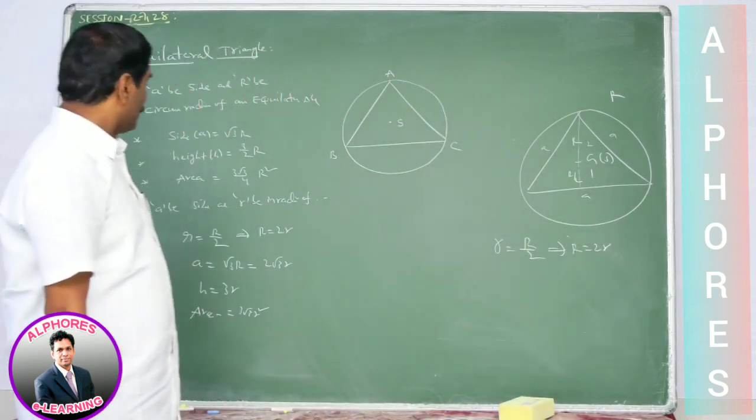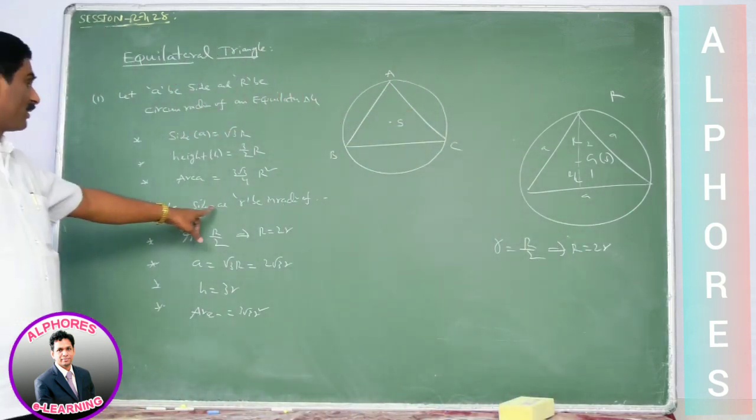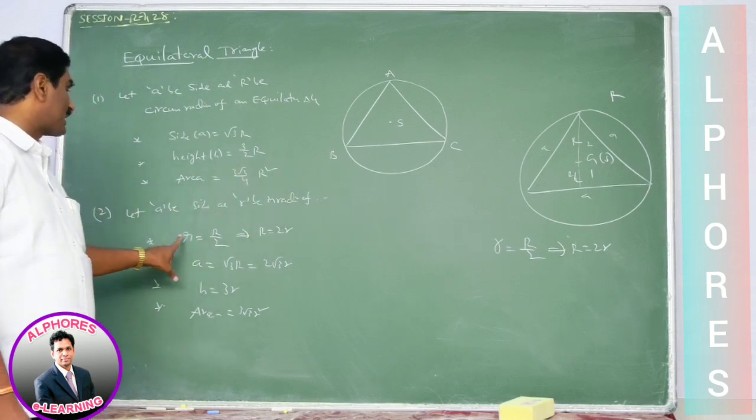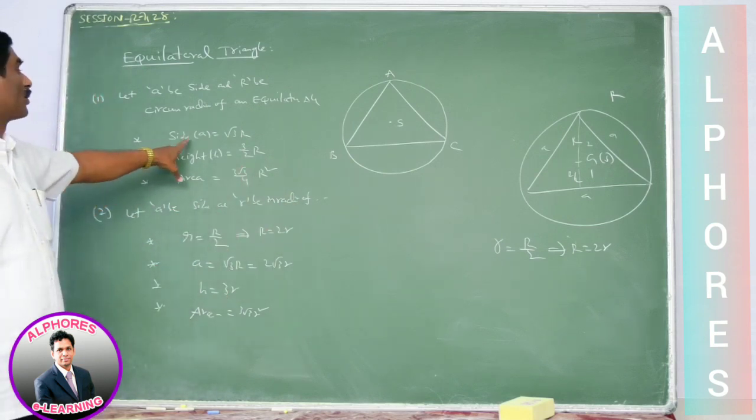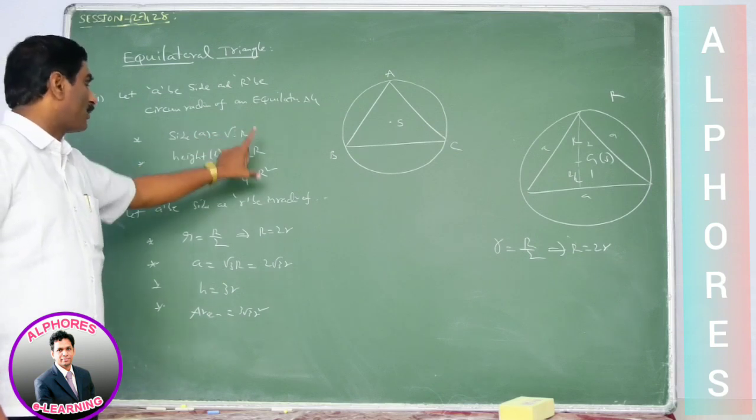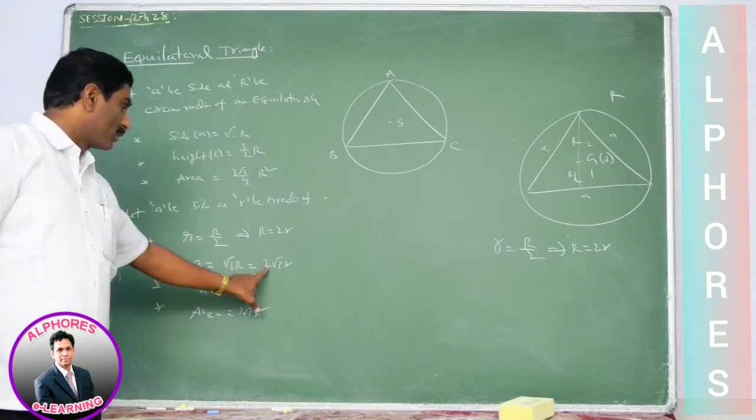Next point, let a be the side of an equilateral triangle and small r be the inradius. Then small r is equal to R by 2. That means capital R is equal to 2r. Side a is equal to root 3 R. But here capital R is equal to 2r. That means root 3 into 2r, 2 root 3 r.